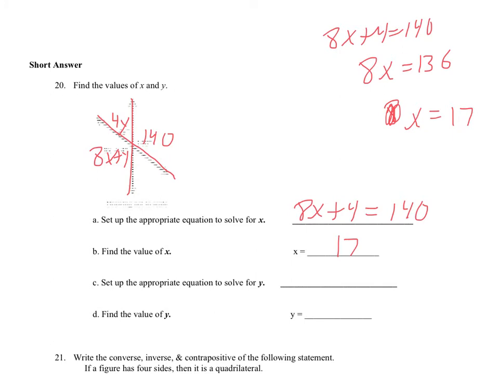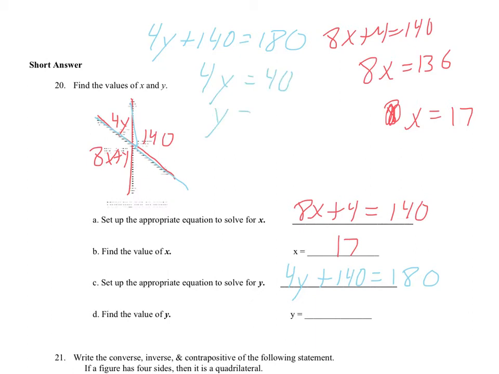Set up the appropriate equation to solve for y. Well, notice that these two angles are a linear pair, which means they're supplementary. So 4y plus 140 equals 180. Now solve for y. Subtract 140 from both sides, and 4y equals 40. Divide by 4, and y equals 10. And that's my answer.